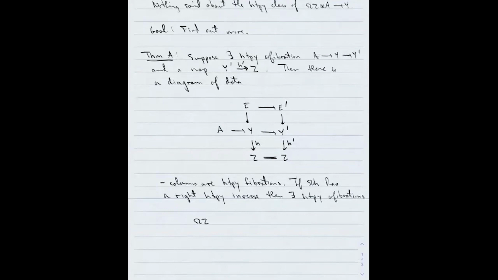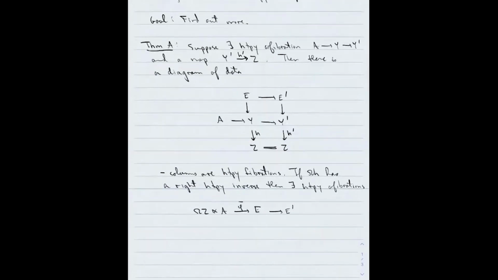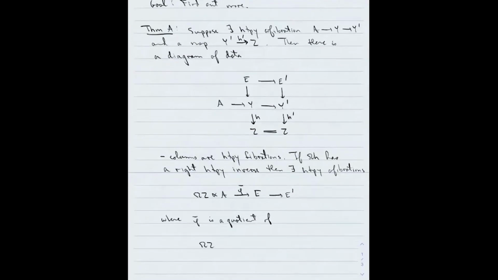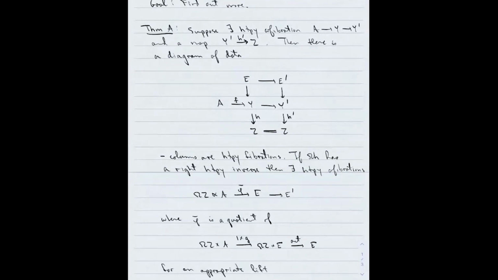So there's a cofibration which starts with loop Z half smash A into E and then into E prime. Now I'll call this map phi bar, where phi bar is a quotient of the composite that you get when you pick a lift G of this initial map F up into E, and do the action. And you have to pick a good lift, not any one, but a good lift always exists.